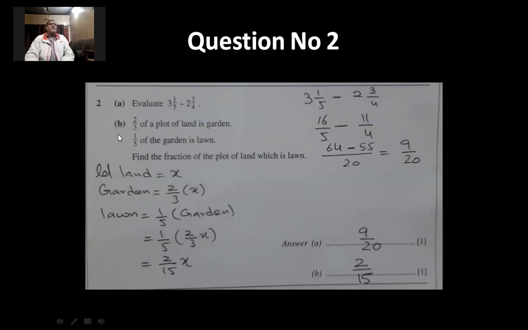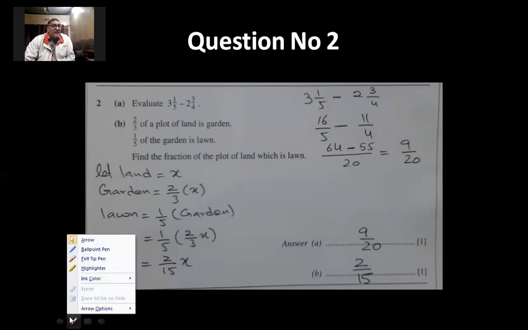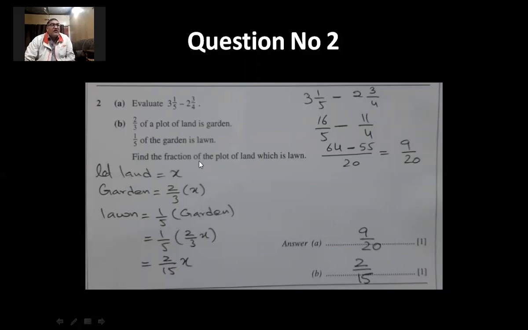Question number 2, B part, he says 2 by 3 of a plot. He says that 2 by 3 of a plot of land is garden. 1 by 5 of the garden is lawn. Find the fraction of the plot of land which is lawn.